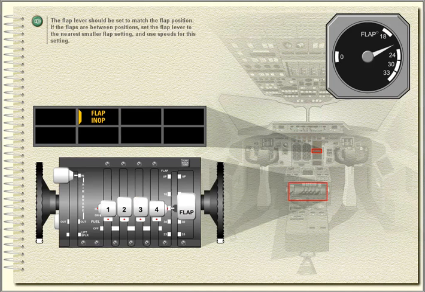Flap inoperative. Flap inoperative indicates a total failure of the flap system. The flaps are locked in position when failure occurs. The flap lever should be set to match flap position. If the flaps are between positions, set the flap lever to the nearest smaller flap setting, and use speeds for this setting.